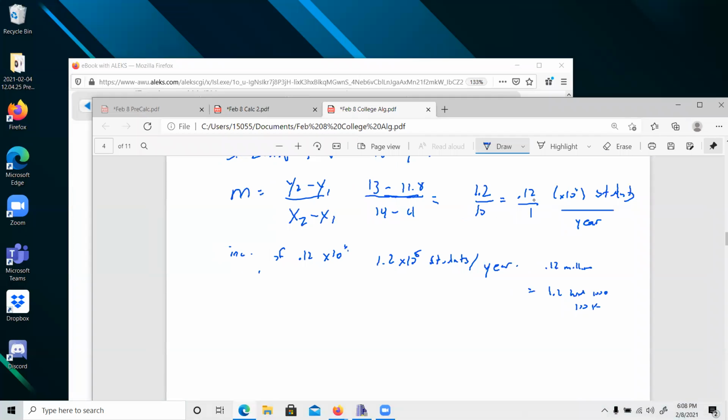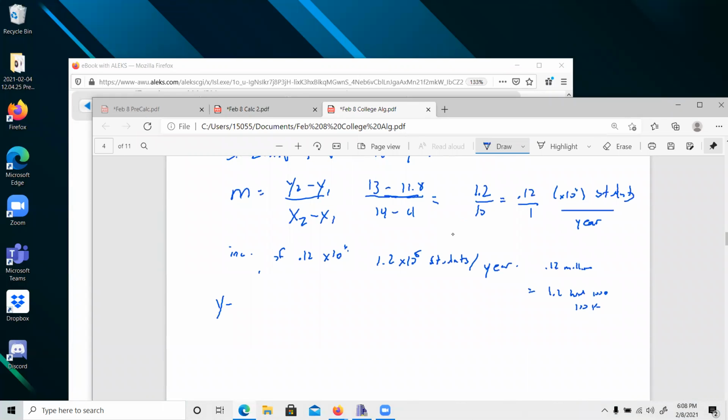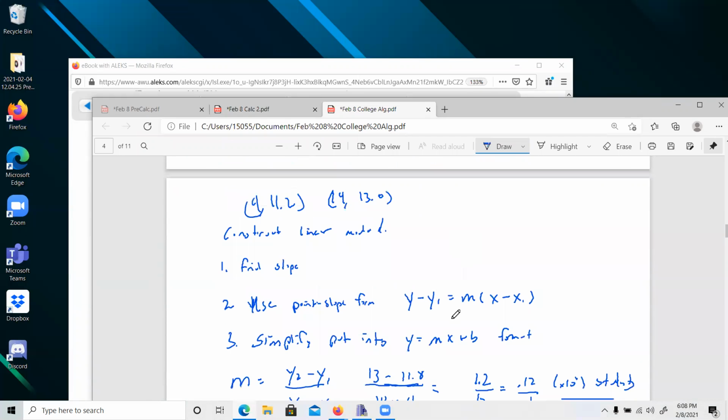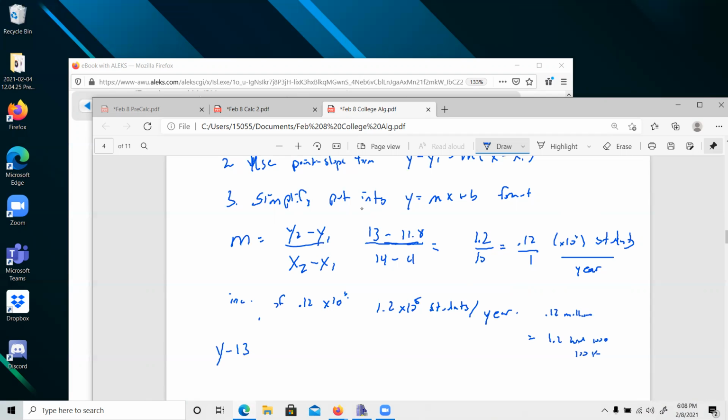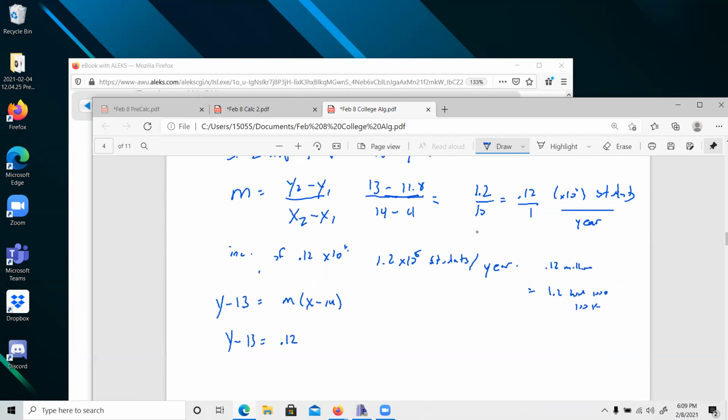So let's finish this. We found the slope, and now we've got to say y minus, it's your choice which point you want to use. I want to use this one. The numbers look cleaner. So y minus 13 is equal to m times x minus 14. I'm going to keep m as 0.12 because that was what I got up here. And then we'll have x minus 14.